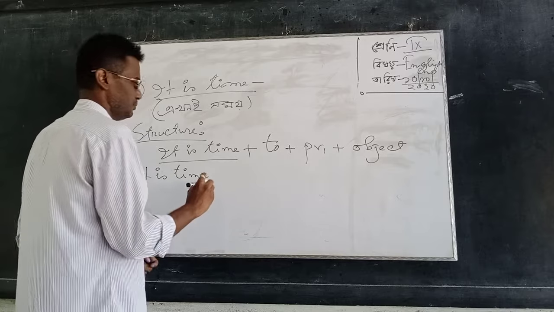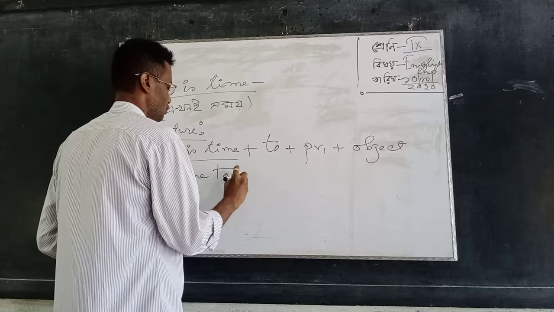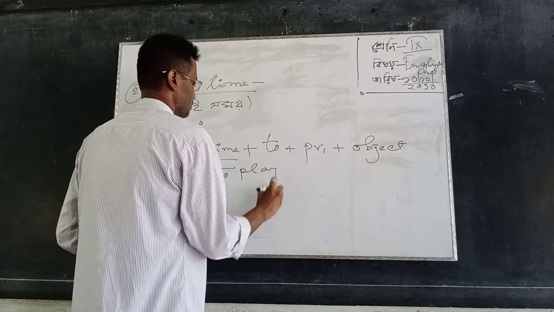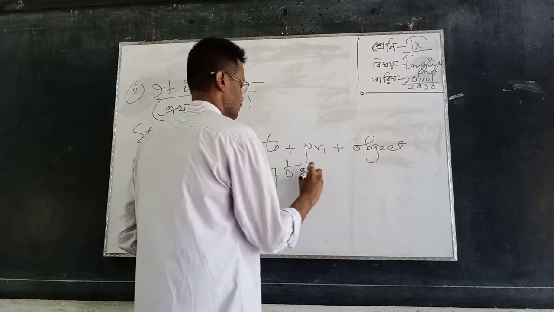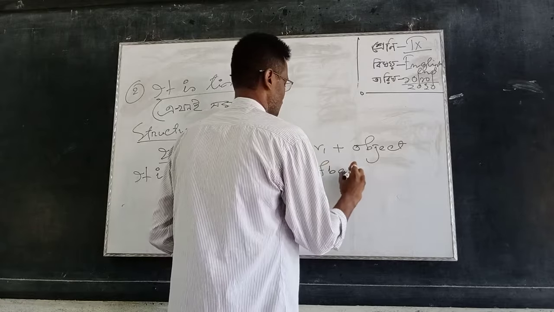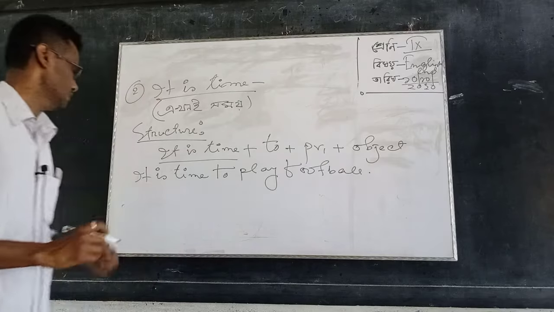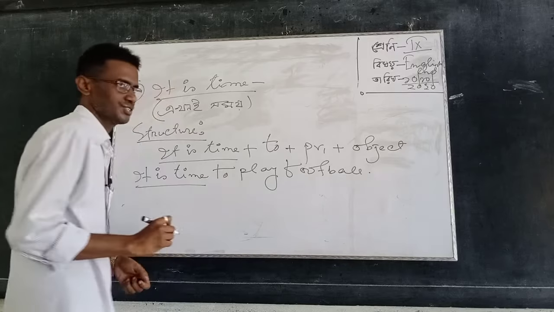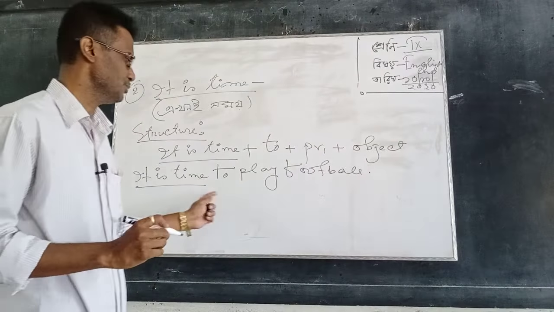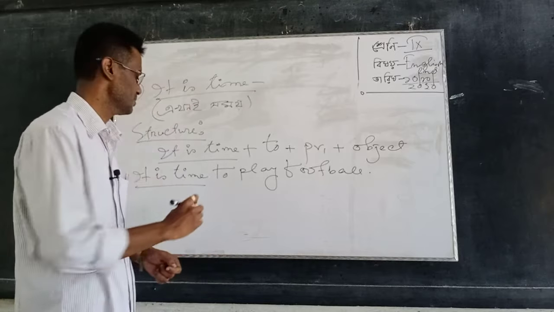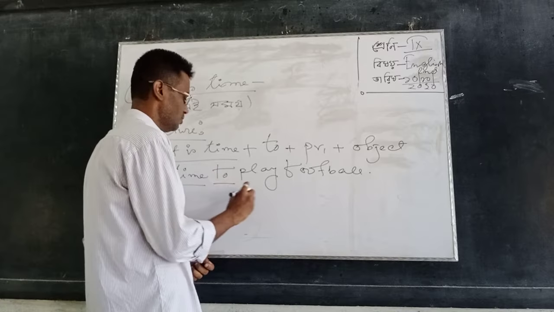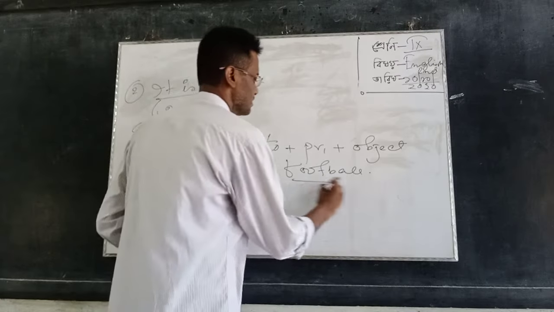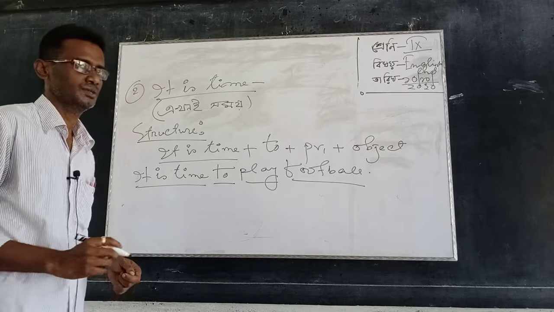One example is done for you, my dear students. It is time to play football. This is the sentence, it is time. Next clause, you have to complete the incomplete sentence: to plus verb PV1 plus object.